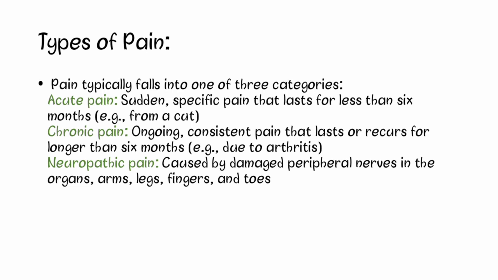Then we have chronic pain. A chronic pain is a pain that goes on, it's a consistent pain, and it lasts or recurs for longer than 6 months. For example, the pain due to arthritis. Then we have the third category, that is neuropathic pain. So, what is neuropathic pain? It is caused by damaged peripheral nerves in the arms, legs, fingers, and toes, and such pain is referred to as neuropathic pain.